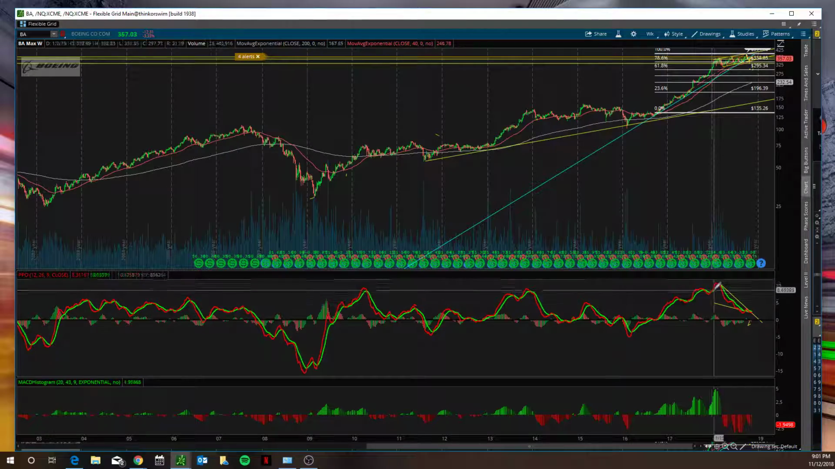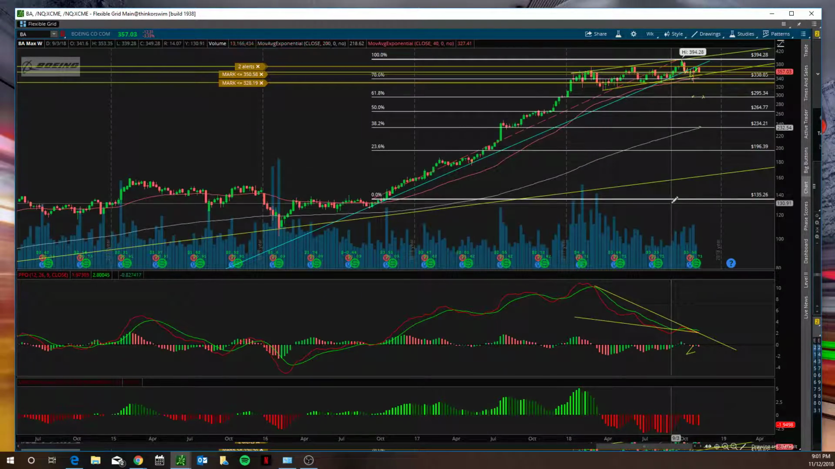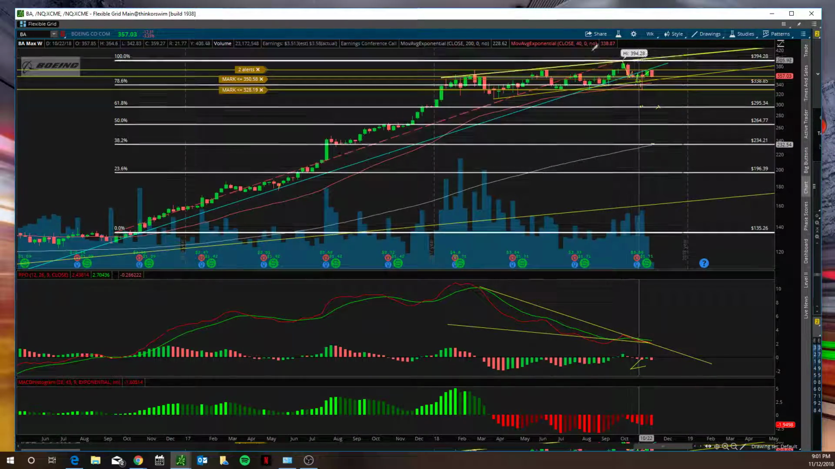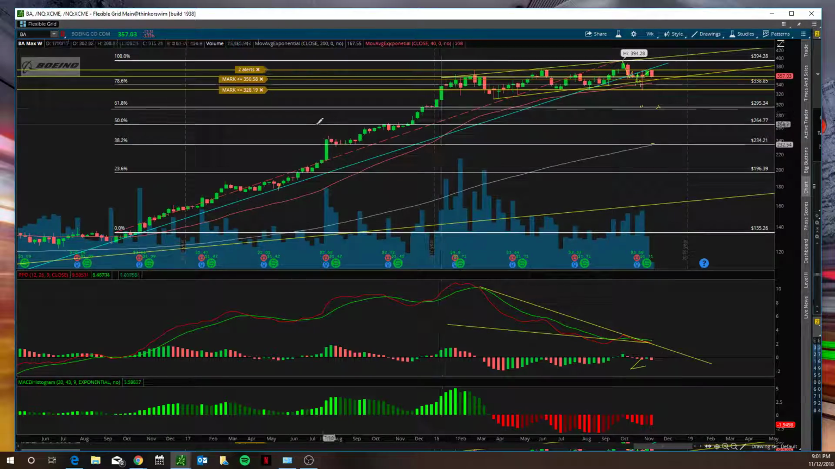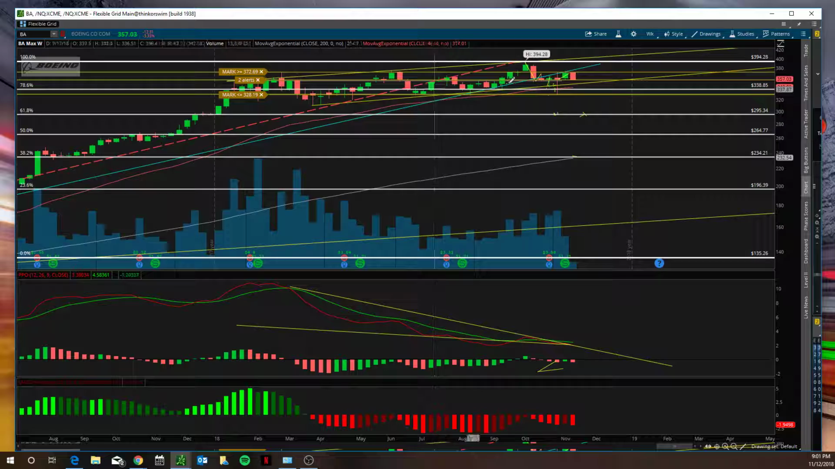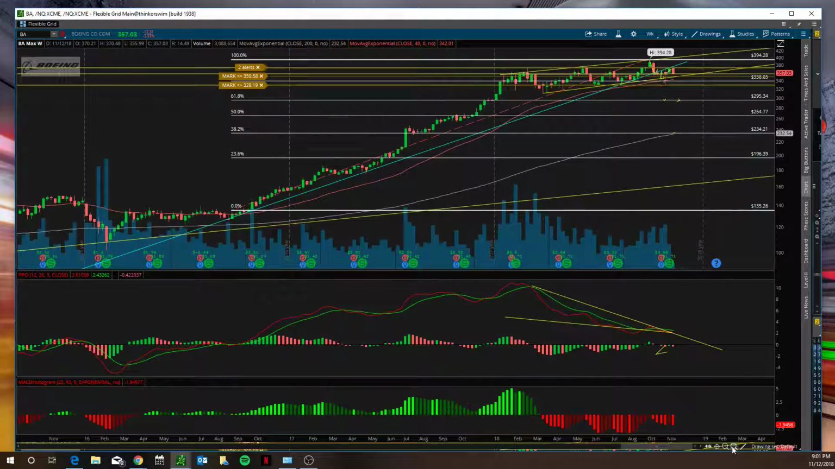Number one, huge divergences right here. Number two, it's right up here. This is a topping pattern. It's topping with these divergences, with this red starting to signify a downtrend or a trend change reversal.